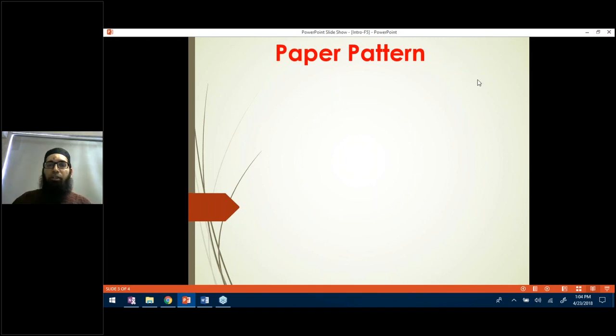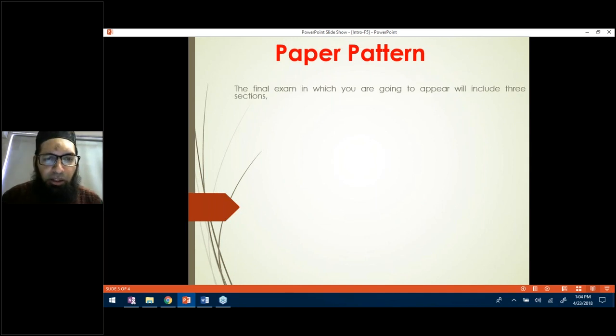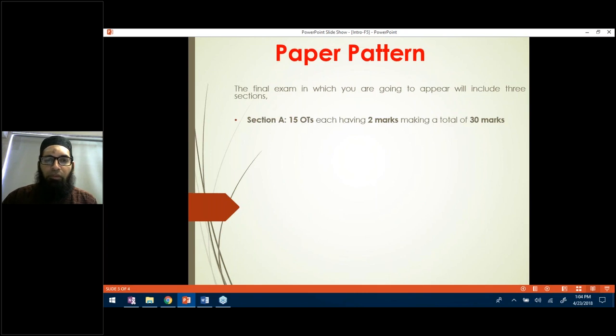So let me start with the paper pattern of F5. I'm sure you would be familiar, but for those who are still not familiar with the pattern of F5, you should remember that the final exam in which you are going to appear will include 3 sections. Number 1 is Section A. This section has 15 objective tests, each having 2 marks, making a total of 30 marks.